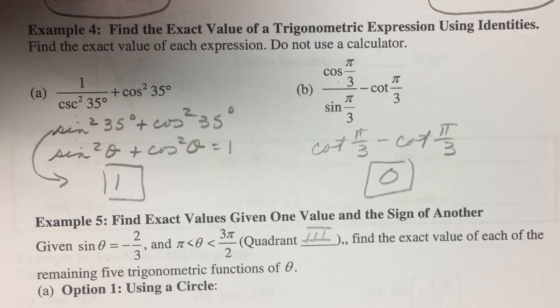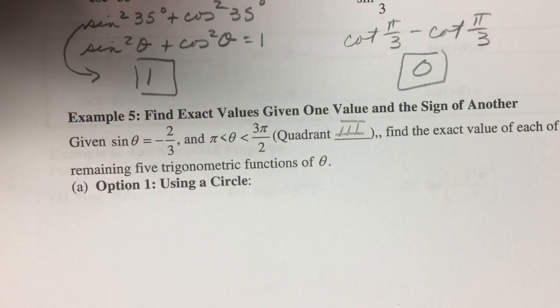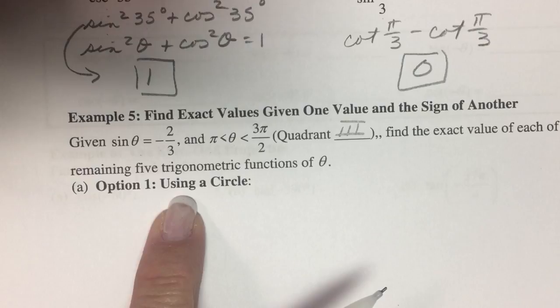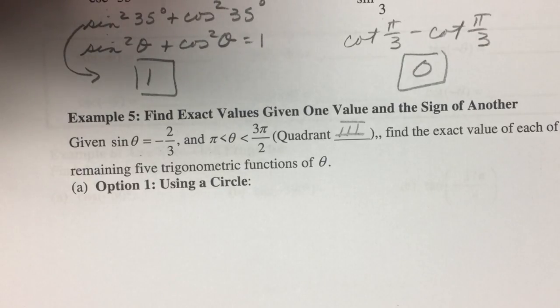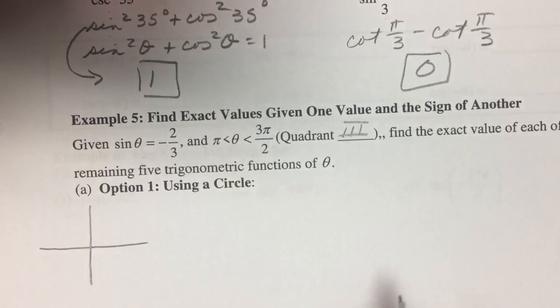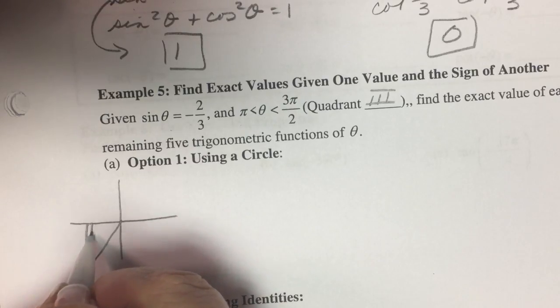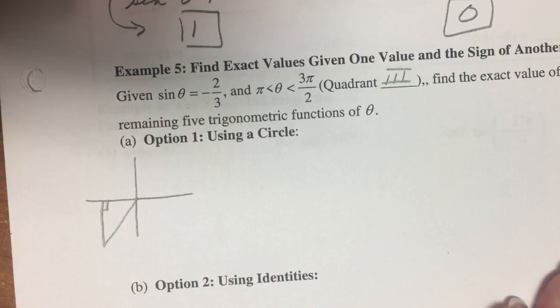Now, there are actually 2 different ways to do this, and I want to show you both ways. The first one says do it using a circle. This, quite honestly, is the way that I prefer to do it. We'll see. I'll show you both ways and you guys can decide. So it says that I'm in quadrant 3, so I'm going to draw myself a right triangle in quadrant 3. It says my sine is negative 2/3.